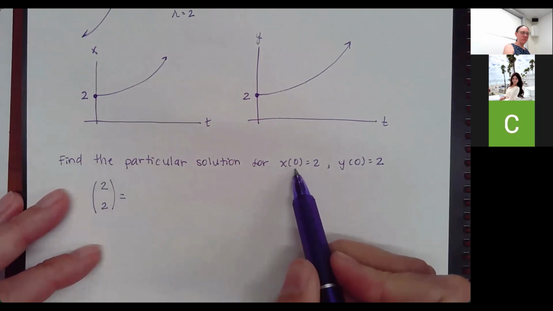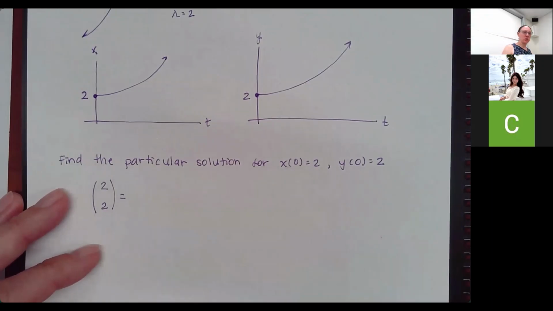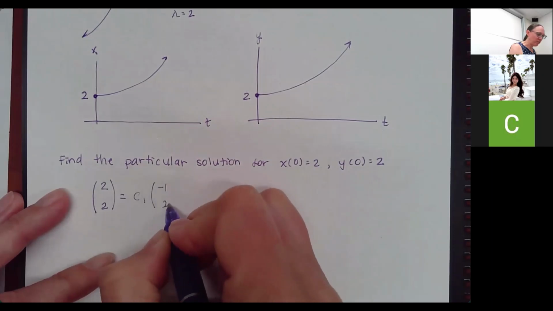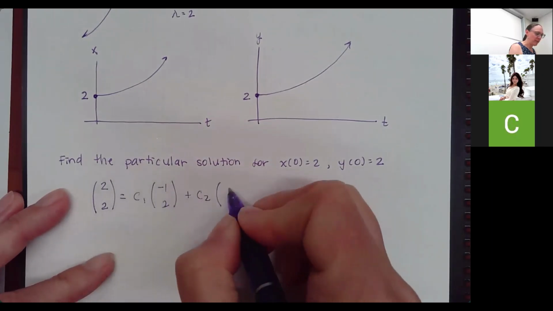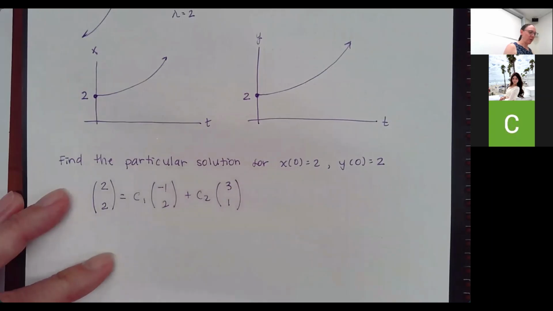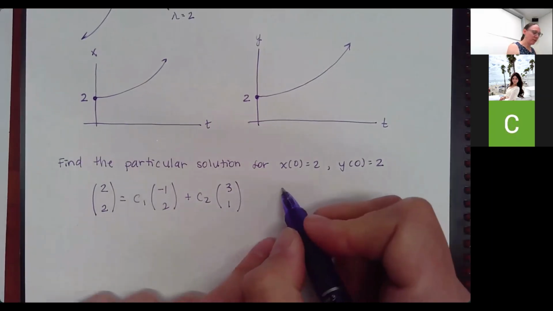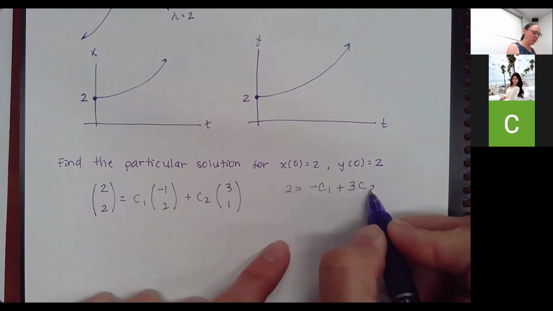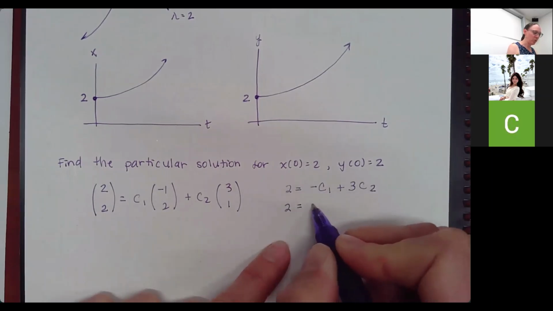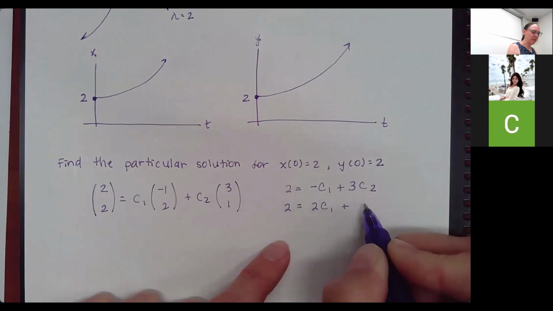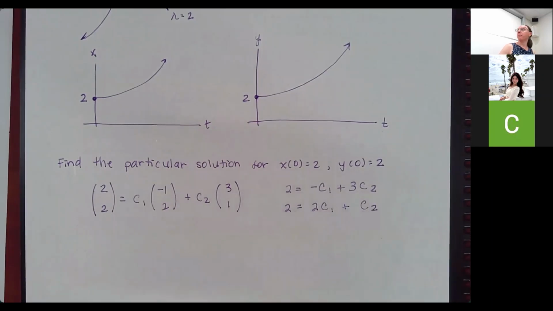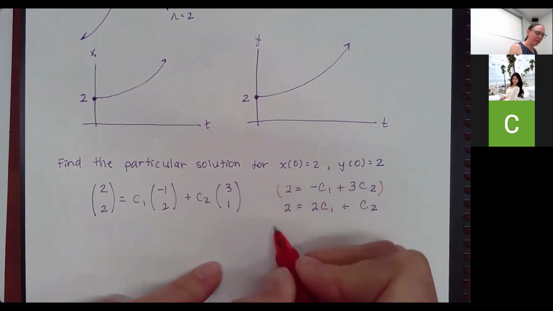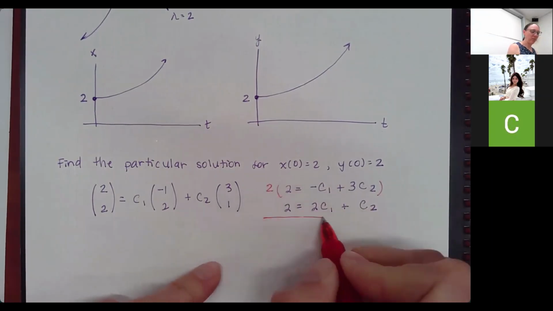Because t is 0, when I plug that part in, e to the 0 is going to just be 1. So I'll have c1 times our first eigenvector plus c2 times our second eigenvector. Or if I write that as a system of equations, 2 is equal to negative c1 plus 3c2, and 2 is equal to 2c1 plus c2. Lots of options, but I was going to multiply the top equation by positive 2 and add them together.